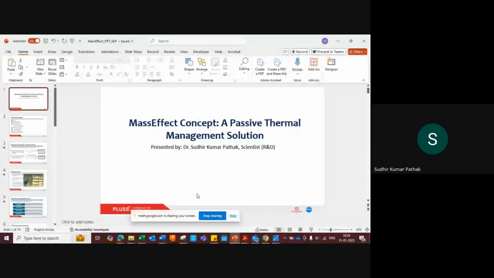And today I'm going to cover the topic sir already mentioned: the application of phase change material in cold rooms, or we can say in the refrigeration industry and building industry. So today's topic is the mass effect concept, which is a passive thermal management solution. Here I'm going to discuss how we can integrate and use the phase change materials in refrigeration systems like chest freezers and cold rooms, and in building applications for better thermal management, like in space heating or cooling applications.